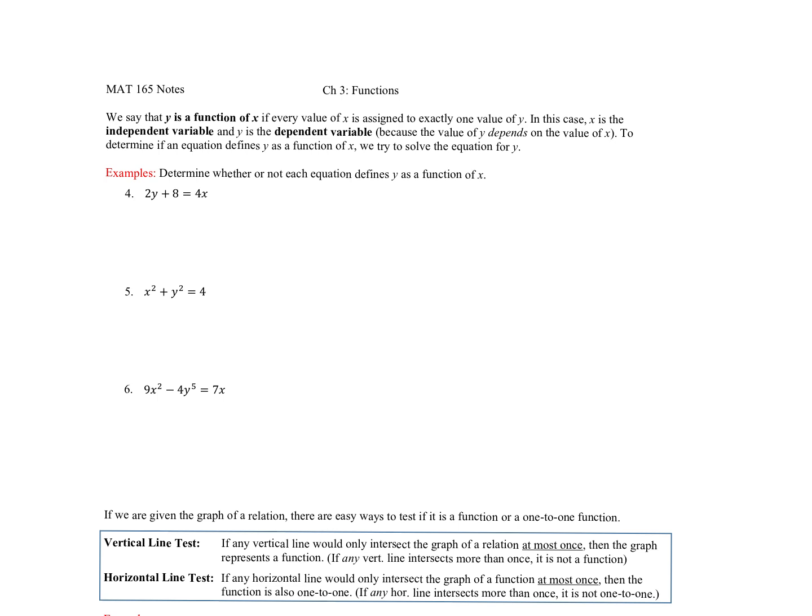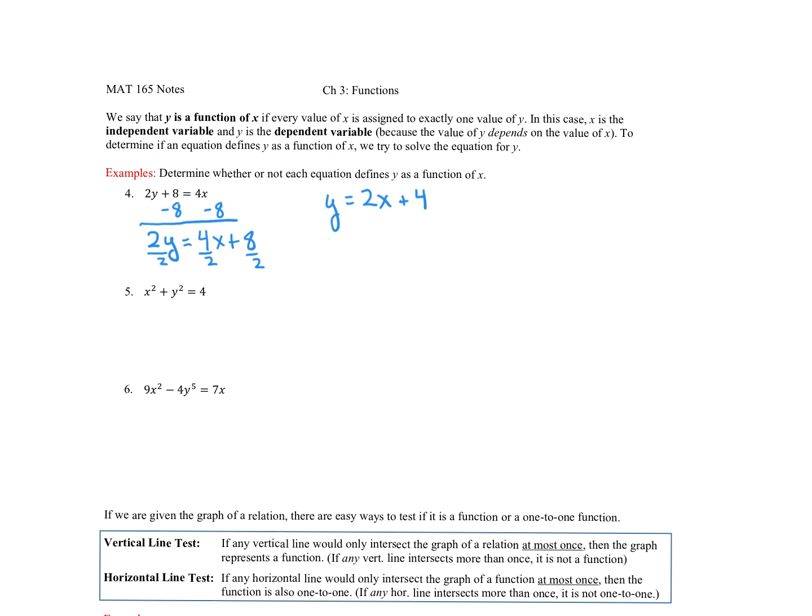In the examples below, determine whether or not each equation defines y as a function of x. To do this, we are going to try and isolate our y variable. So we'll subtract 8 from both sides. And then we're going to go ahead and divide both sides by 2. Notice here, each input x is assigned exactly one output. Therefore, y is a function of x.